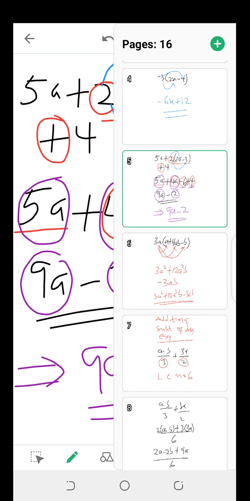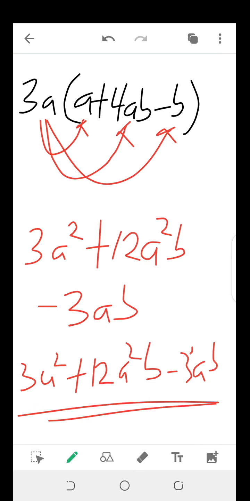Okay, so we are continuing to the next example. The question is 3a bracket open a plus 4ab minus b. As we explained already, we use the 3a to multiply the first term in the bracket, the second term in the bracket, and the last term. So 3a times a will give us 3a square, and 3a times 4ab will give us 12a square b. And then 3a multiplied by negative b will give us negative 3ab.